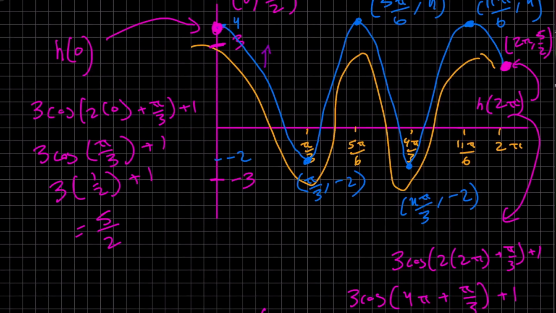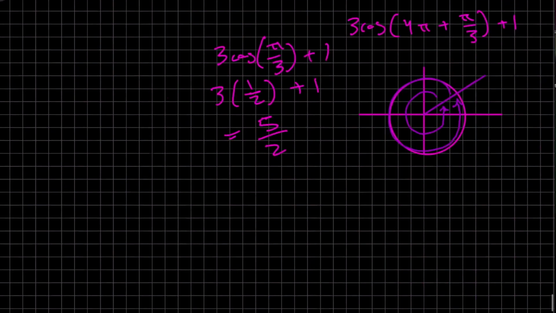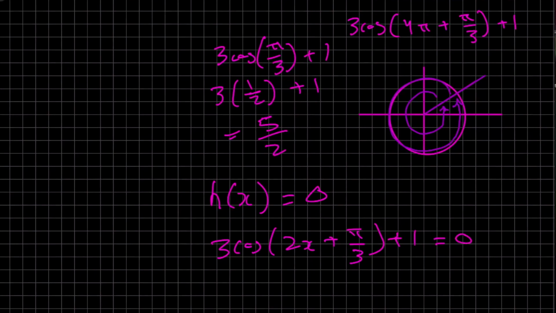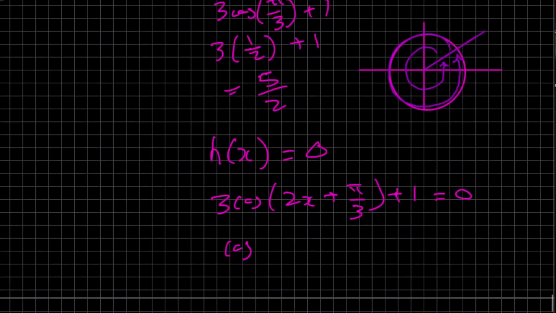Okay, all that's left to do now is label our x-intercepts. To find our x-intercepts, we make our equation equal 0. So this means that 3 cos of 2 times x plus pi on 3, plus 1 will equal 0. If we rearrange to get our cos term on its own, this would equal cos of 2 times x plus pi on 3 equals negative 1/3.